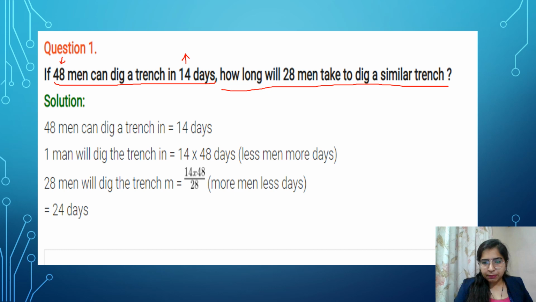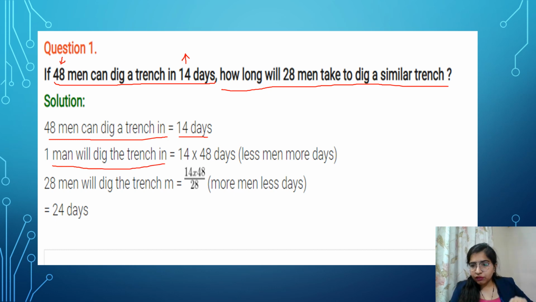How will you do these types of questions? First of all, 48 men can dig a trench in 14 days. You have to write the statement. Then what do you have to do? Unitary method. Unitary means you have to find the value of the unit, meaning 1. So 1 man will dig the trench. This is inverse proportion.